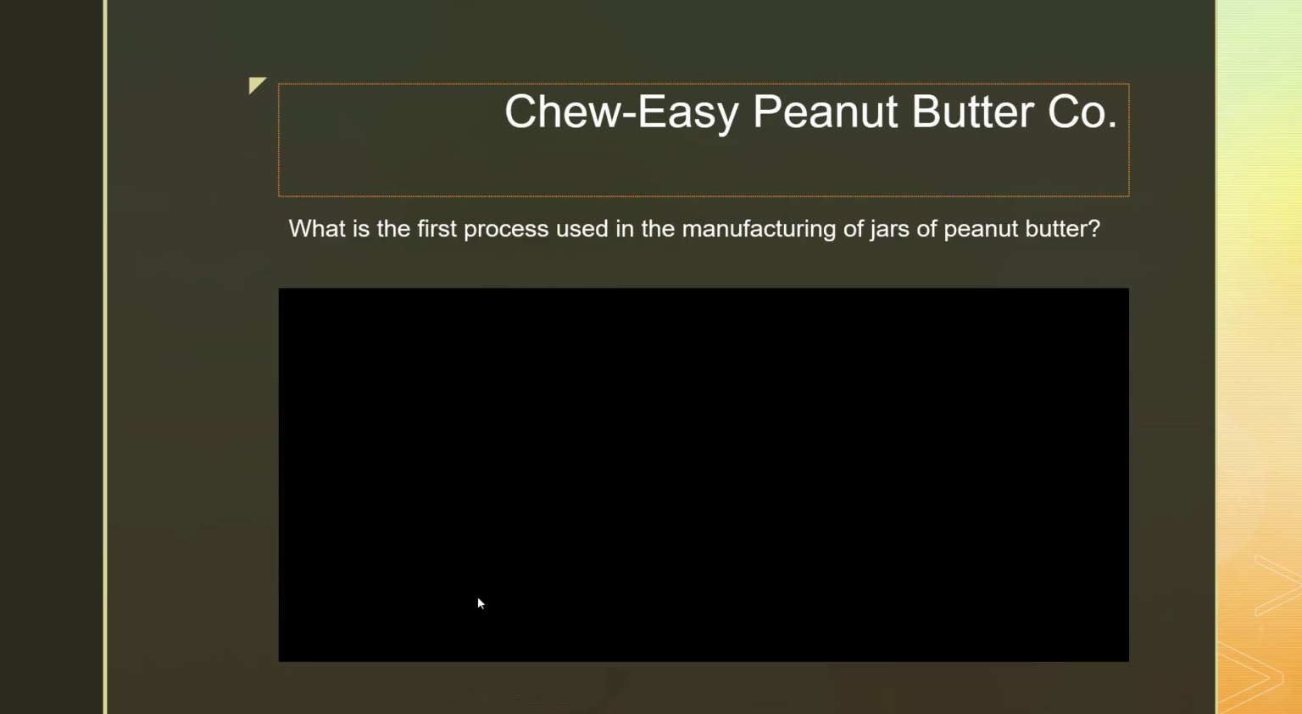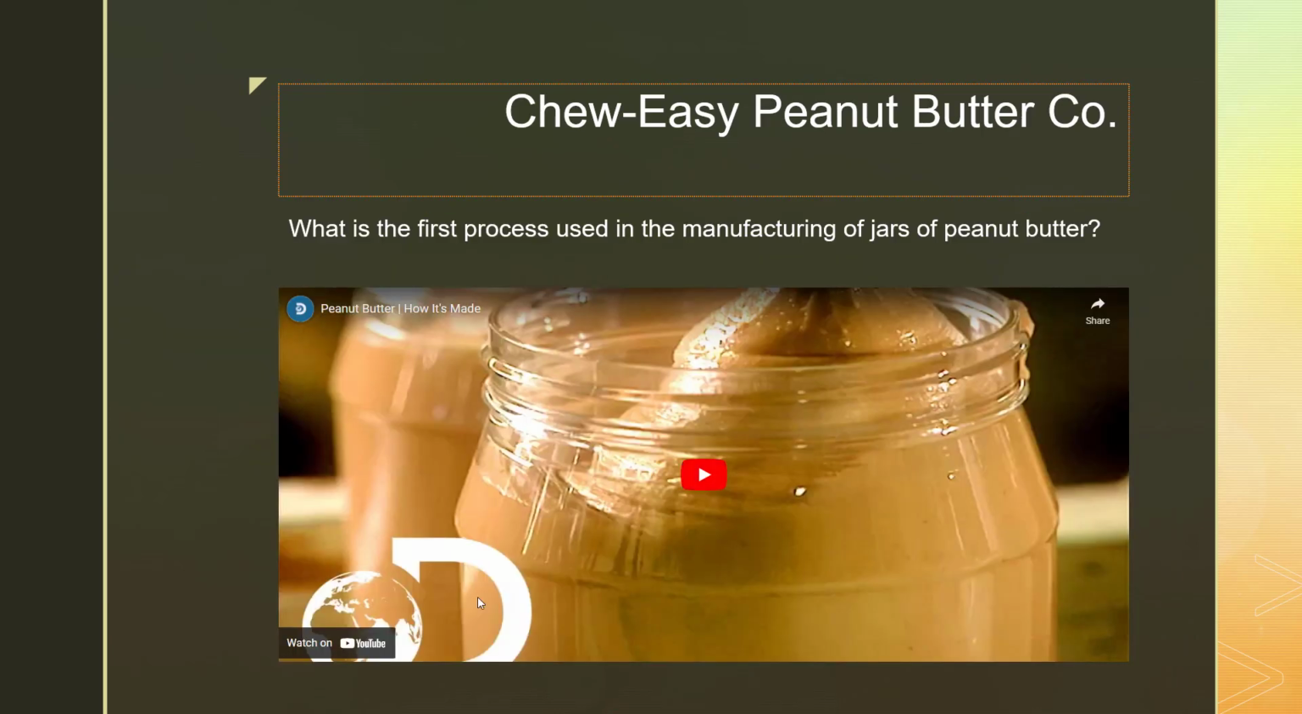For our example today, we're going to be using the fictitious Chew Easy Peanut Butter Company, who turns raw peanuts into jarred and delicious peanut butter. In my ground classes, I typically show this video from How It's Made for peanut butter. It's probably not a good idea to embed one YouTube video inside of another YouTube video, but I will post a link, so please watch this video so you have an idea of the steps that are going on, like a visual representation of their process for turning raw peanuts into finished peanut butter.